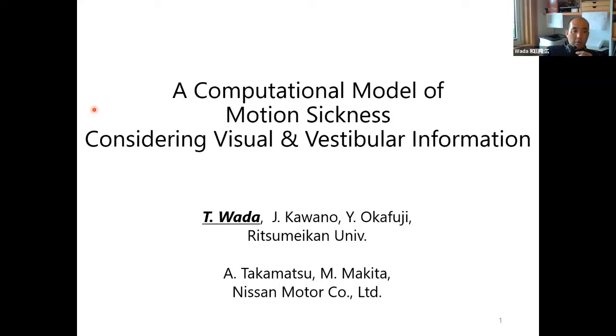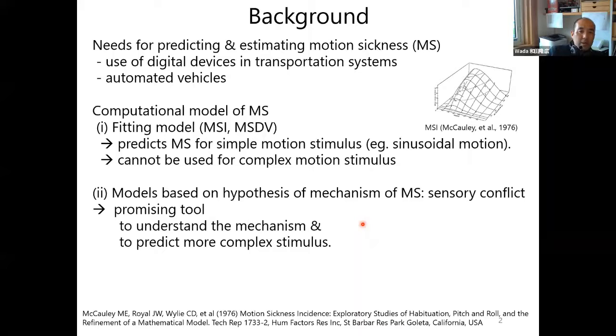I want to talk about the computational model of motion sickness considering visual and vestibular information. There is a concern that increasing opportunities to use digital devices in transportation systems, including automated vehicles, increases the risk of motion sickness. So technologies for predicting and estimating motion sickness are required.